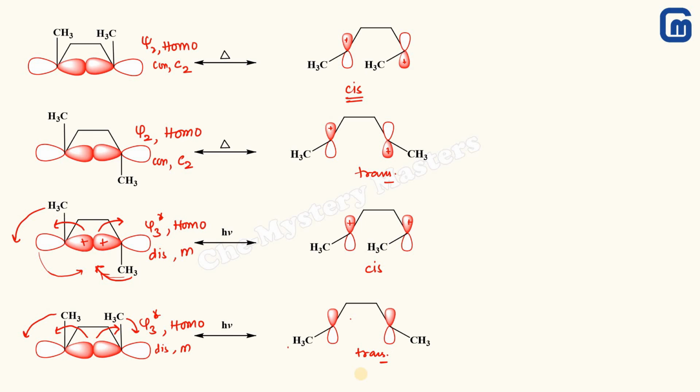So in our next lecture, we will be bringing the ring opening and closing reaction for 1,3,5 hexatriene molecule. There also we will discuss how the ring opening reaction in thermal and hν condition along with the disk rotation and cone rotation happens.